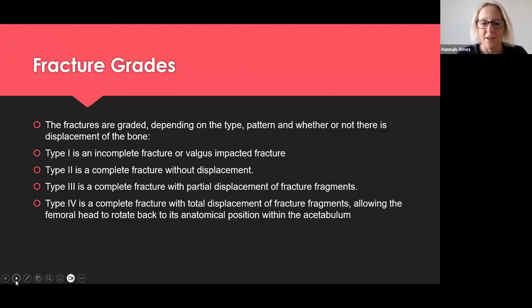So you can grade fractures. Depending on the severity, you might see what we call the Garden grading. So a type 1 is an incomplete fracture, type 2 is a complete fracture but without any displacement, type 3 is a complete fracture with some partial displacement and fracture fragments, and a type 4 is a total complete fracture with total displacement. Depending on the grade depends on the surgical procedure which is carried out.